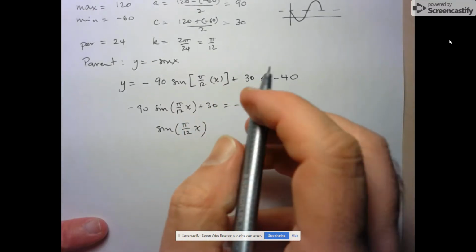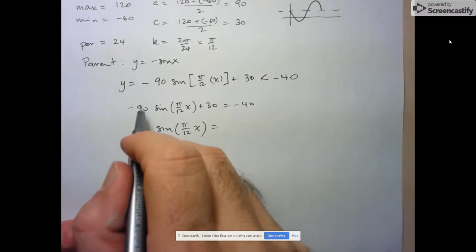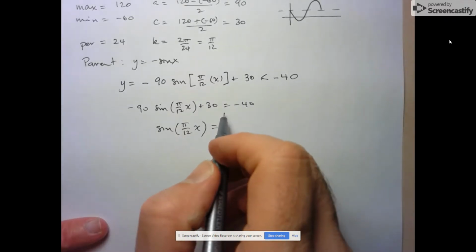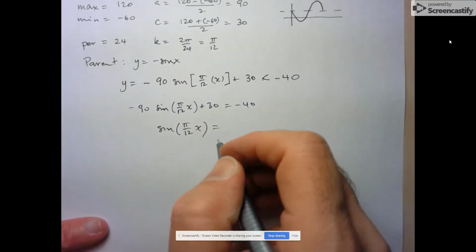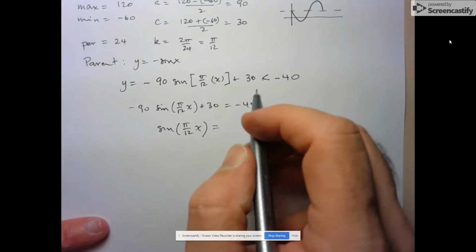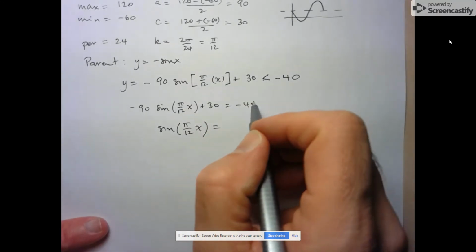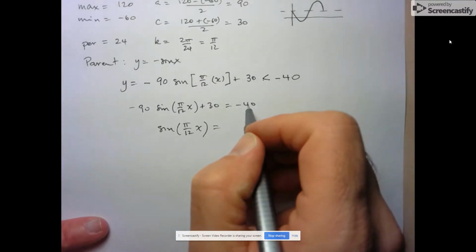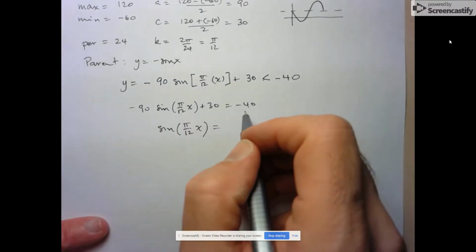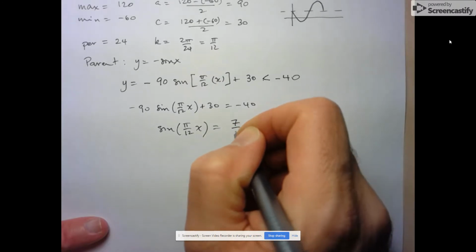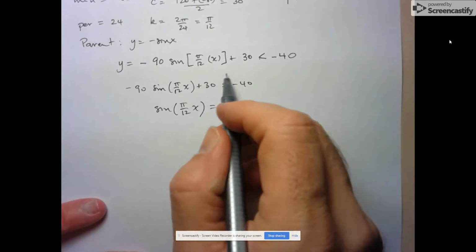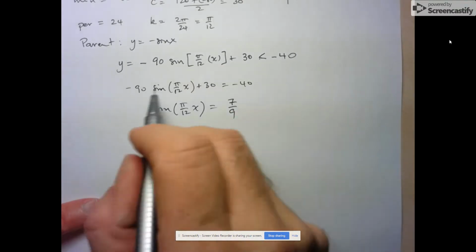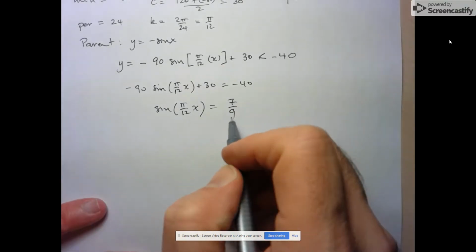All right, so here we're going to bring the negative 90 to the other side, the 30 to the other side, and then divide by negative 90. So what do we have here? We have negative 40 minus 30 is negative 70, divided by negative 90. So that's just going to be 7 over 9. Okay, so again, negative 40 minus 30, negative 70. Negative 70 divided by negative 90, it's going to be positive 7 over 9.